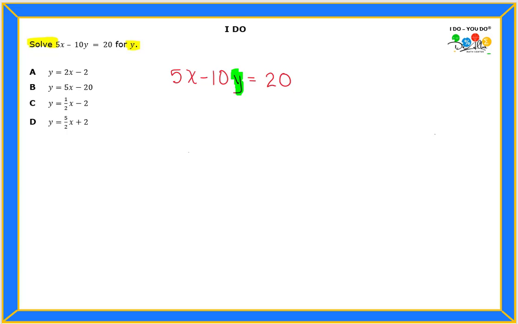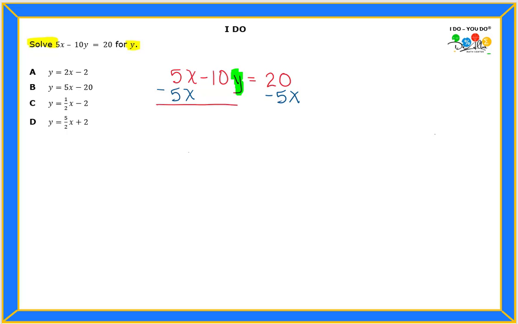So if you remember, on a regular equation, you always do the opposite operation. So we're gonna do the same thing, okay? So first, I'm gonna get rid of the 5x because the 10 is right next to the y. So that one needs to wait until the end, right? So what we're gonna do is we're gonna subtract 5x's on both sides.